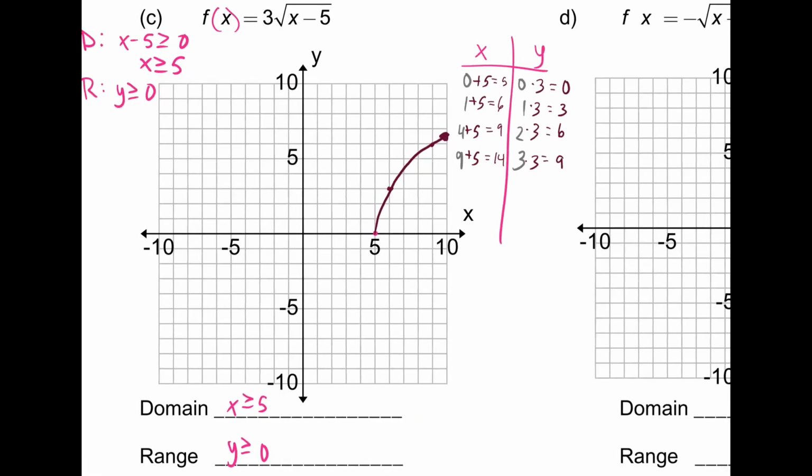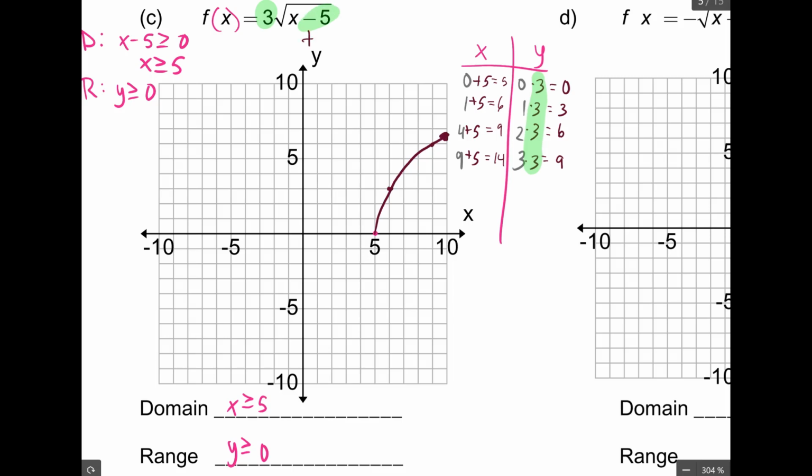All right, so this one's a little tricky because it does have this 3 out front right here. So that means I'm going to be multiplying all of my y values by 3. And notice there was no addition, right? I'm not adding 3 or whatever. So I'm just taking whatever values I had, multiplying by 3. All right, so it stretches it vertically.